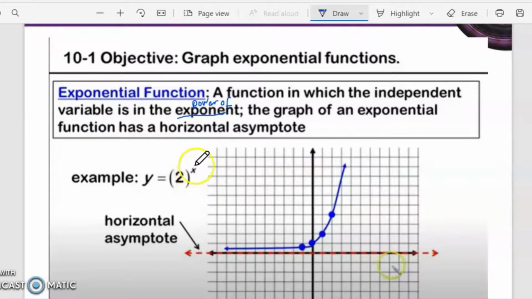Variable x tu berada pada bahagian power, which is what we call the exponent. And then the graph of an exponential function has a horizontal asymptote. Okay, ada horizontal asymptote. Yang ni horizontal asymptote tadilah, yang umpama seperti a barrier, pagar tu. So bila dia reach, dia tak boleh reach sampai ke situ. Bila dia sampai je ke situ, dia akan turun ke bawah.